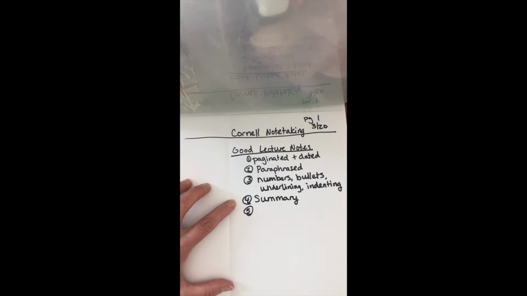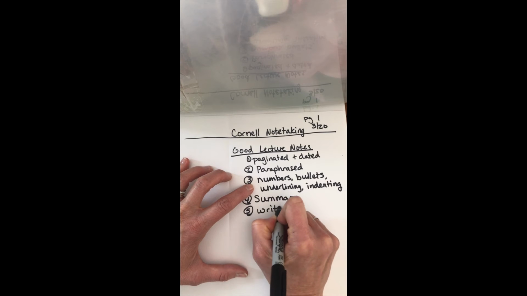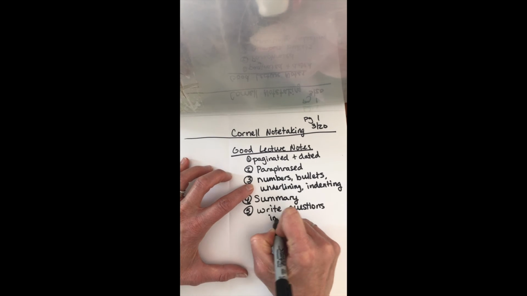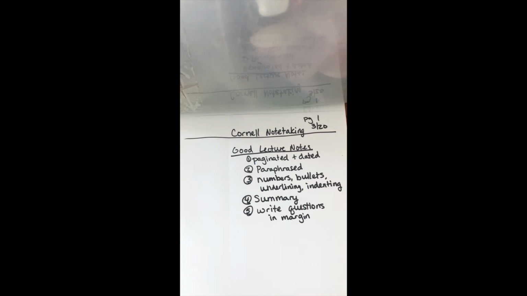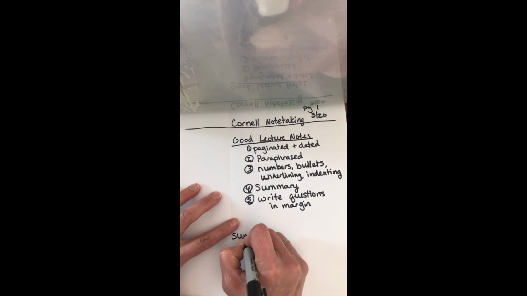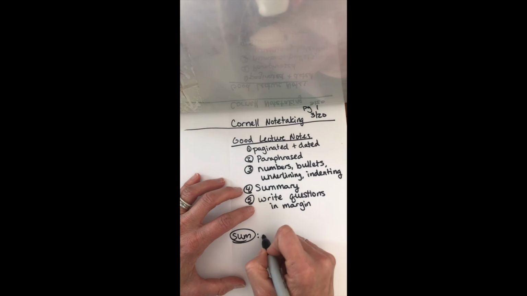The final thing is that good Cornell notes write questions in the margin. That's why you folded that page and left the margin on the left-hand side. Writing those questions can help you write test questions and identify things that you should be paying attention to. So if I were to be taking Cornell notes on this sheet, I would write the word sum at the bottom and write a summary of what I learned.